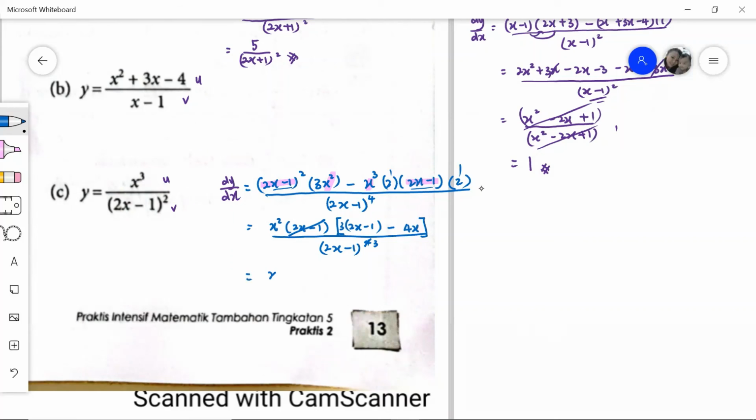On the other hand, the inside of the square bracket, we expand it: we have 6x minus 3 minus 4x, over (2x minus 1) raised to the power of 3. Therefore, dy/dx, simplify, x squared, 6x minus 4x, we're left with 2x minus 3, over (2x minus 1) raised to the power of 3. That's it for question number 12.